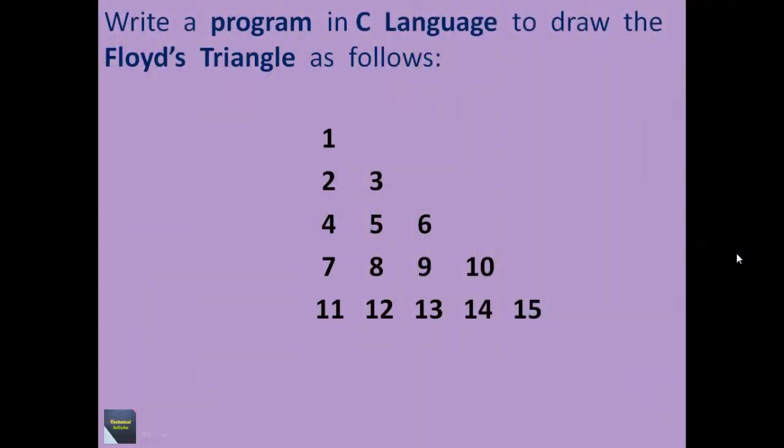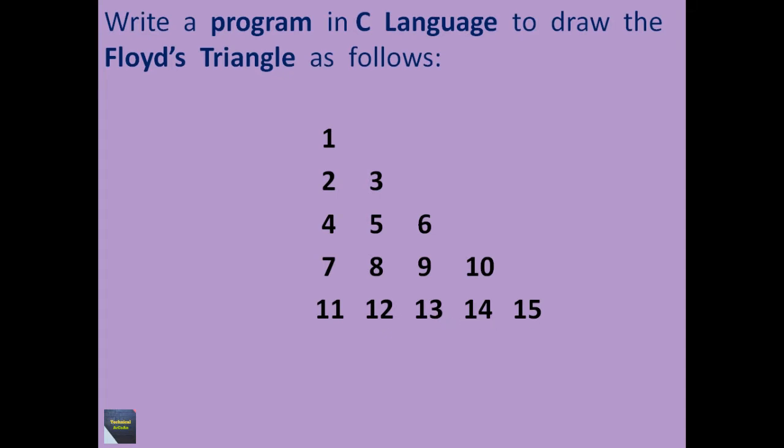Hello friends, today I will discuss another triangle problem which is Floyd's triangle. The problem is: write a program in C language to draw Floyd's triangle as follows. In the first row, a single 1; second row 2, 3; third row 4, 5, 6; fourth row 7, 8, 9, 10; fifth row 11, 12, 13, 14, 15, right?